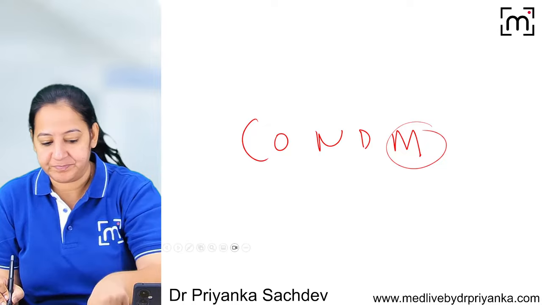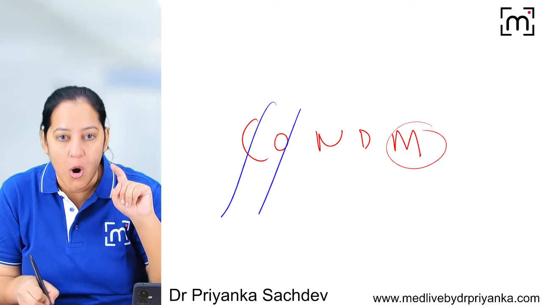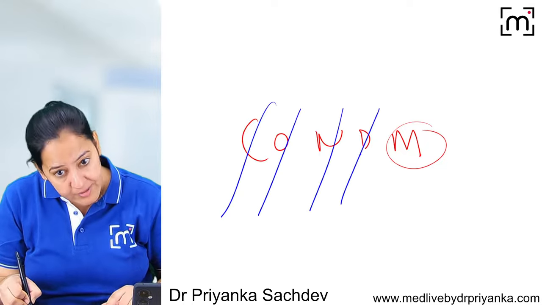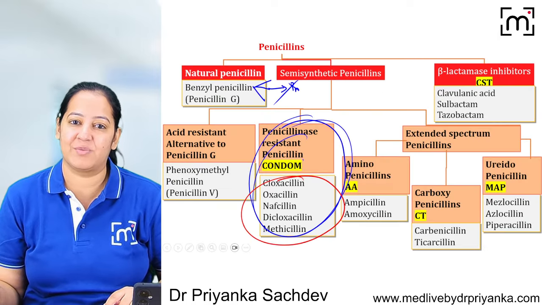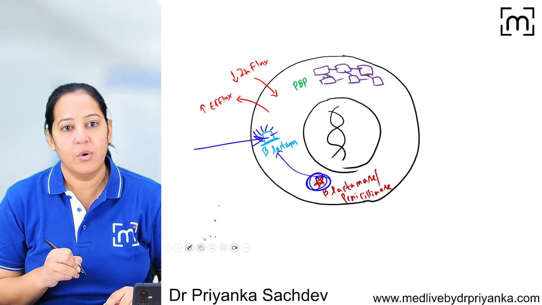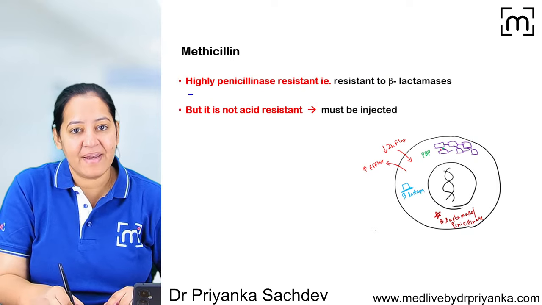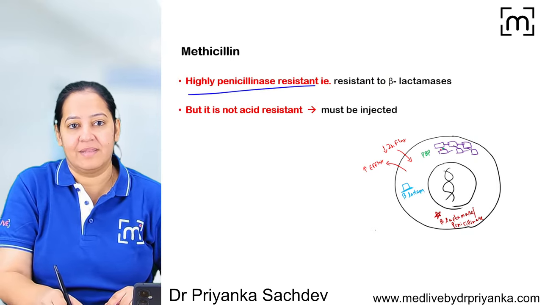Methicillin is the best. Cloxacillin, oxacillin, nafecillin, dicloxacillin, and methicillin. Methicillin is the best one. I told you methicillin is the best one. So highly penicillinase resistant is methicillin, the best one.